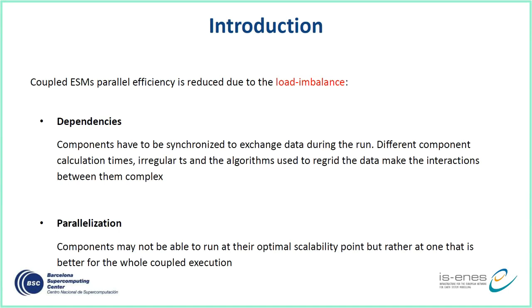This is normally called a load imbalance, and it has two main factors. The first is the dependencies between components. Sometimes we can have online diagnostics and different output configurations, and in the end these interactions can become really complex, and we lose some performance. The other, which we don't talk about too much, is the parallelization. This is the fact that the components might not be able to run at their optimal scalability points, but rather at the point that is optimal for the whole execution.